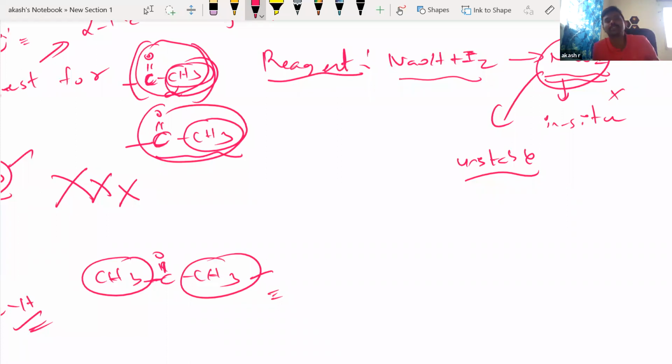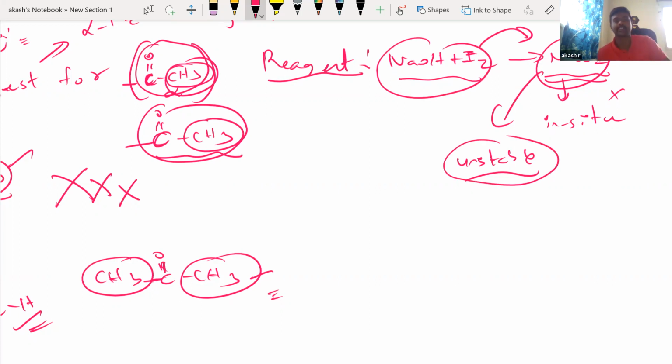Since it's unstable and I'm not able to store it, but I still need it for the chemical reaction to happen, I prepare it during the course of the reaction itself. I just put NaOH and I2 together, and that produces this, which eventually reacts with the compound before it shows its unstable behavior. These kinds of preparations are called in situ preparation. Whichever reagent is unstable and we cannot store, we prepare it then and there and use it directly.